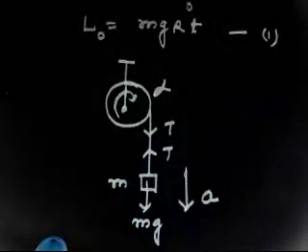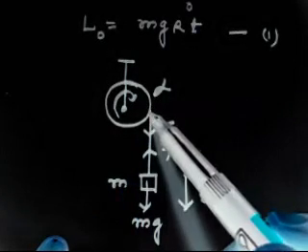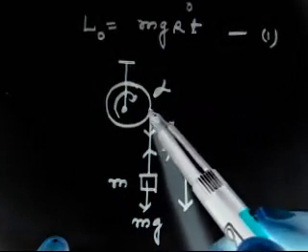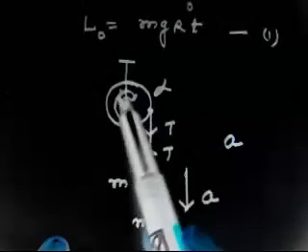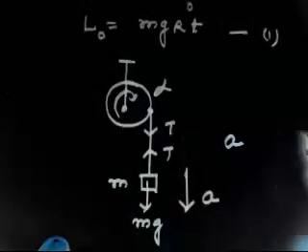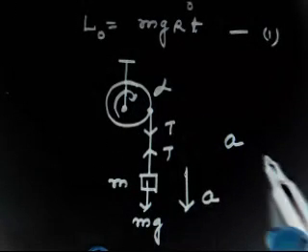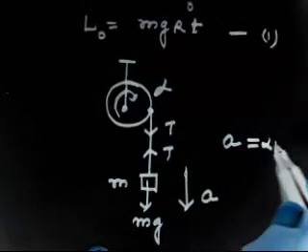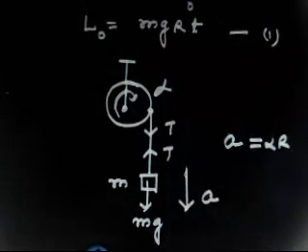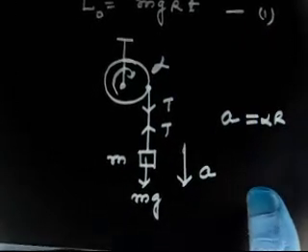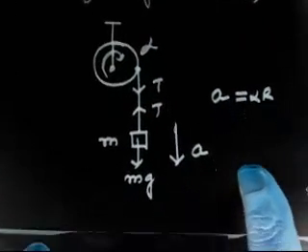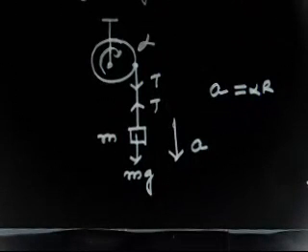Now this is a case of pure rolling, because at this point on the thread I can find the acceleration a. This point on the thread has acceleration a, and the same point on the disk has acceleration alpha into r. I can consider this point either on the thread or on the disk, so a equals alpha r. Now if I write the equation of motion, one equation I can write.